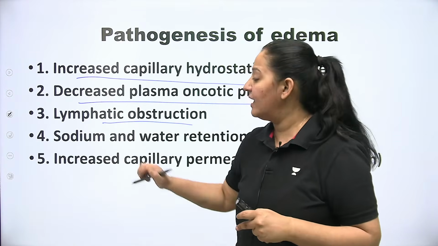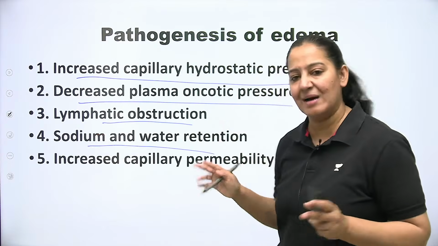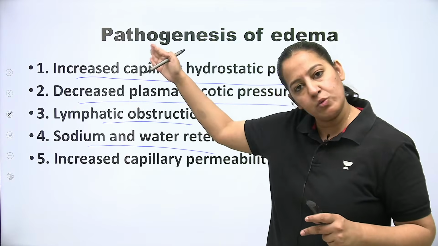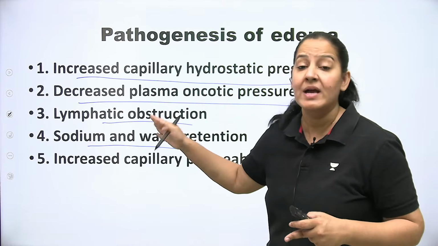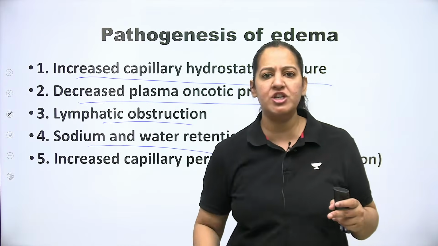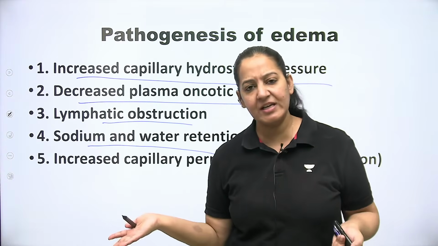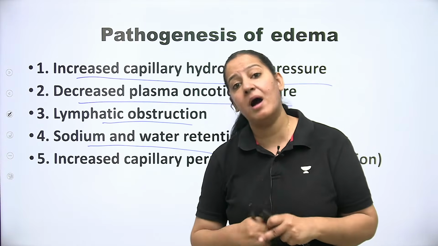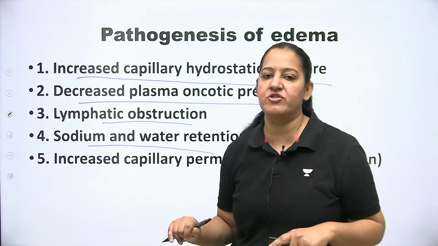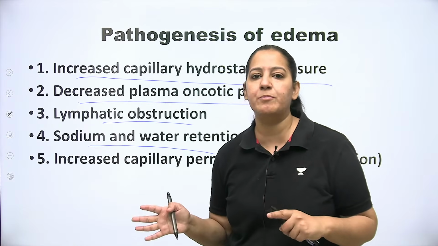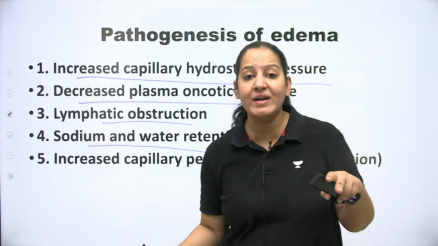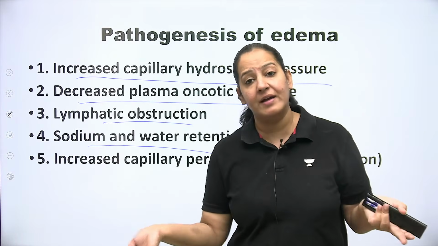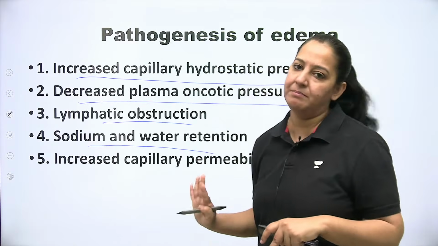The next, fourth, is sodium water retention. Sometimes all the pressures are normal: outward also, inward also, hydrostatic also, osmotic also, and lymphatics are also open. Still the patient has edema. Then you will have a question: ma'am, all the pressures are normal and the lymphatics are also open, so why is the patient having edema? In that case, the explanation will be sodium water retention. The kidney is not working properly and is retaining sodium and water, and the patient has oliguria. The patient is not excreting urine, so all the water is retained by the body. That may be the reason.